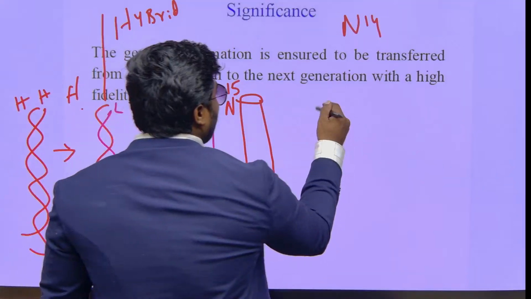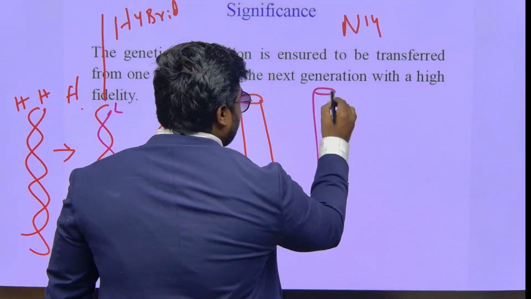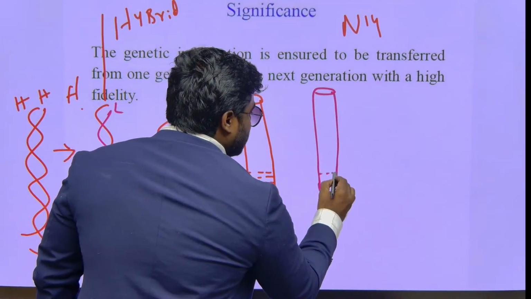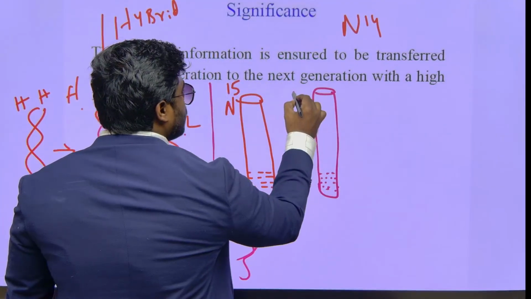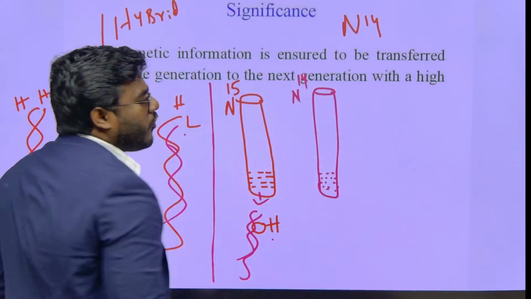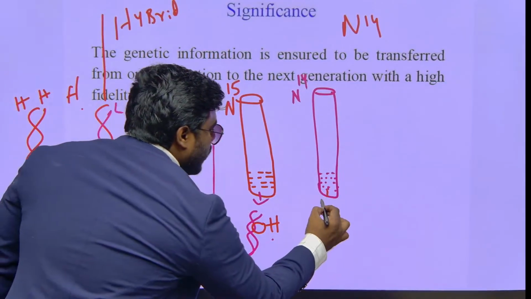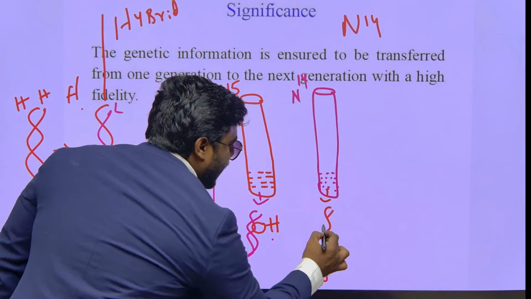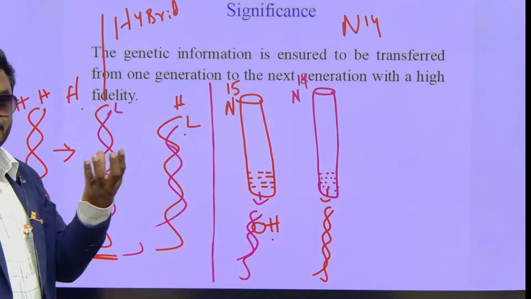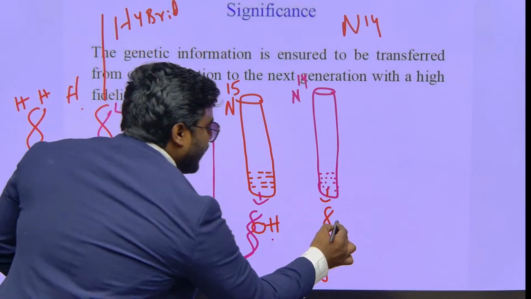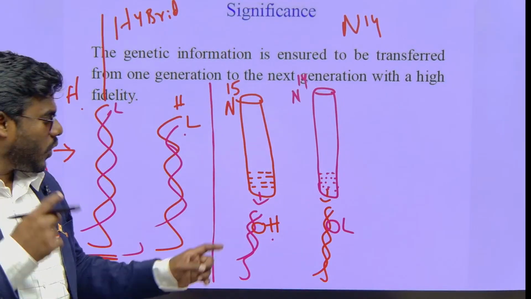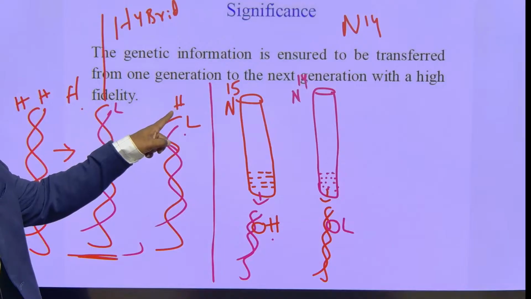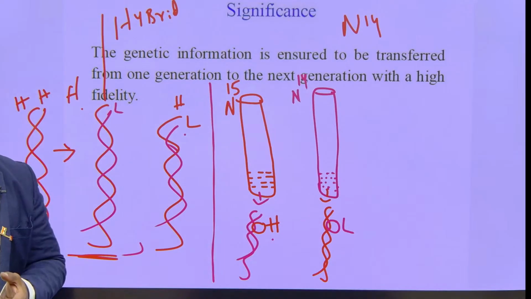Next, they again took a test tube, which also contained an abundant amount of E. coli, but this test tube they kept under N14. From this E. coli also they isolated the DNA, and again they started observing the base. Then what they found is that it is strictly light. But our goal is to get heavy and light together, which is the hybrid.